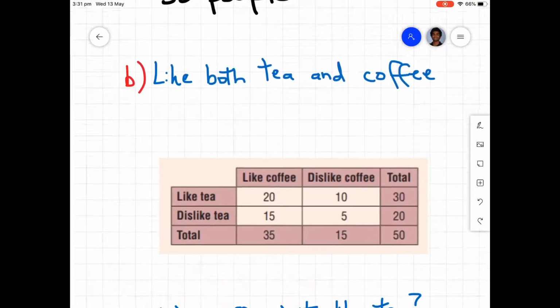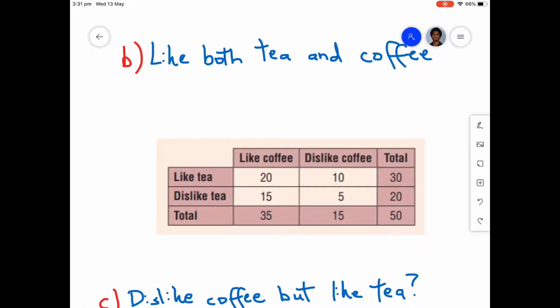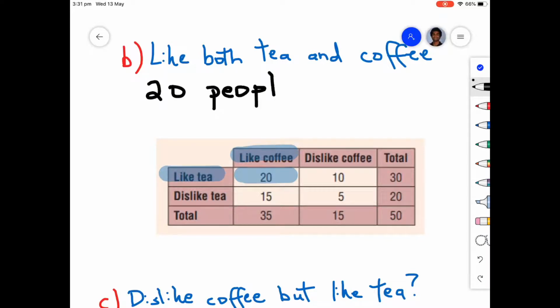Looking at our next question, how many people like both tea and coffee? So once again, looking at our table, we're looking for people who like tea and like coffee. So here is our like tea row, but we're only looking for people who like both. So we go to our like coffee column as well, and the number of people who are in both of those categories is 20. Therefore, our answer will be 20 people who like both tea and coffee.